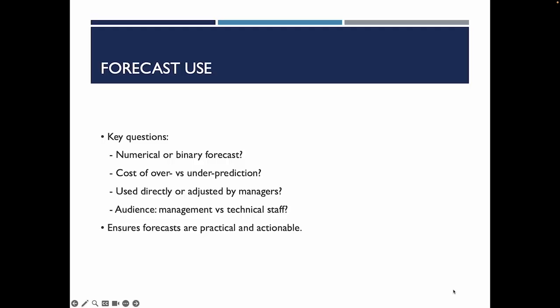Next, you have to look at the audience. Will you present to management or technical staff? Management maybe needs a simple and interpretive way of saying things. But if you are presenting your forecasting to technical people, you have to look at the complex methods and use technical jargon and equations, etc. So the idea is knowing how the forecast will be used ensures you deliver something practical, not just statistically good.